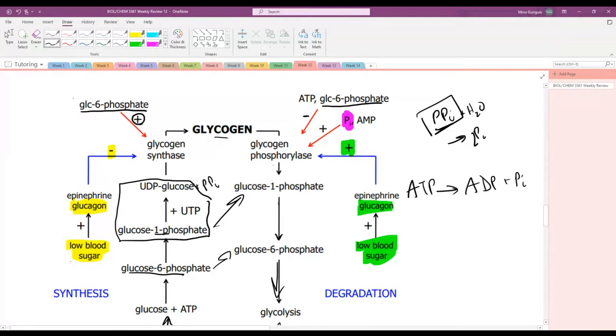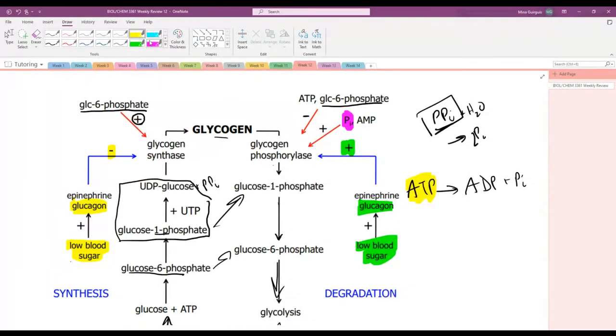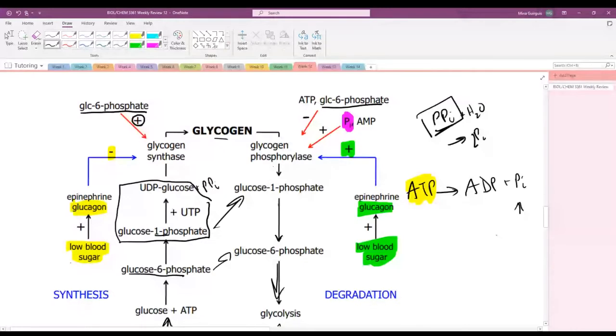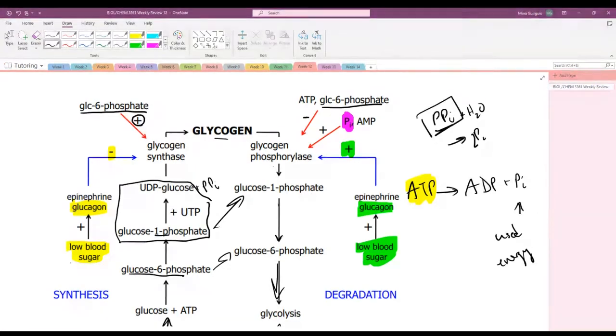So in the same way that ATP tells you you have a lot of energy, inorganic phosphate tells us we've used a lot of energy, and therefore it favors glycogen phosphorylation because it's telling the body we've used a fair amount of energy, we might need to look at getting more. Okay, and that's kind of the logic behind inorganic phosphate.